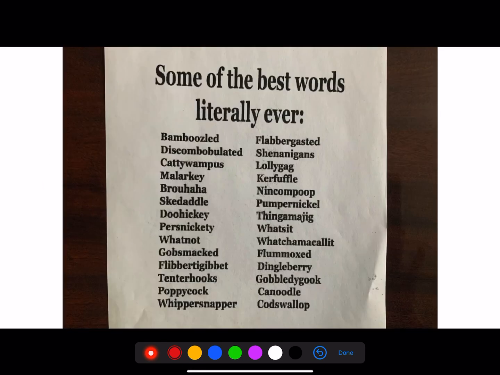All right, one thing that I found the other day is some of the best words literally ever. I mean, just think about these and us making them up. I'm going to talk about a few. We have the word discombobulated, which means messed up. Kittywampus means that it's off-center. If we're having a brouhaha, we're having a fight, because possibly we've been into some shenanigans, which mean maybe devious, mischievous behavior.